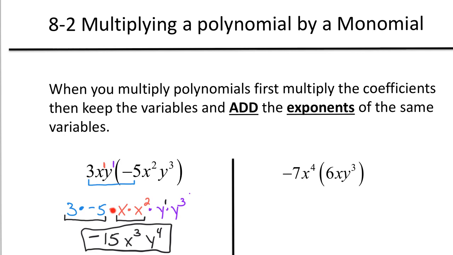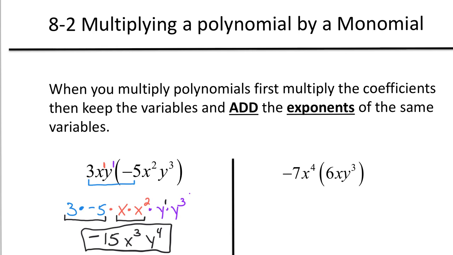I don't need that times symbol in between the 15 and the x and the times symbol between the x and the y, but it is there. It's an invisible times, so you are multiplying those terms, but it is a monomial because it's only 1 term.